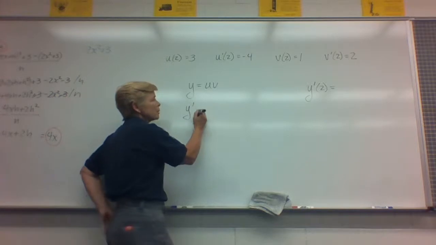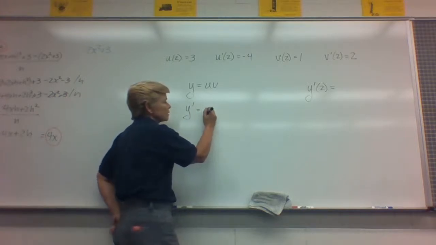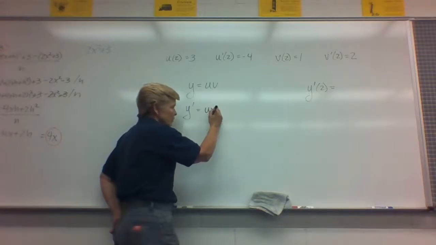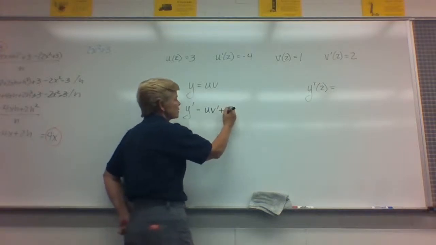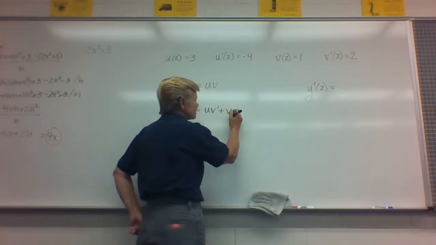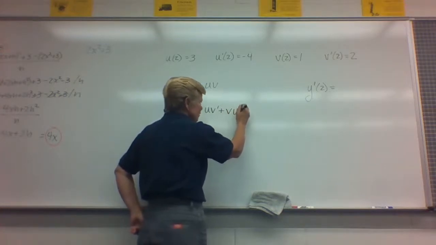The product rule will be: start out with the first one. Just write it down. First times the derivative of the second, plus the second times the derivative of the first.